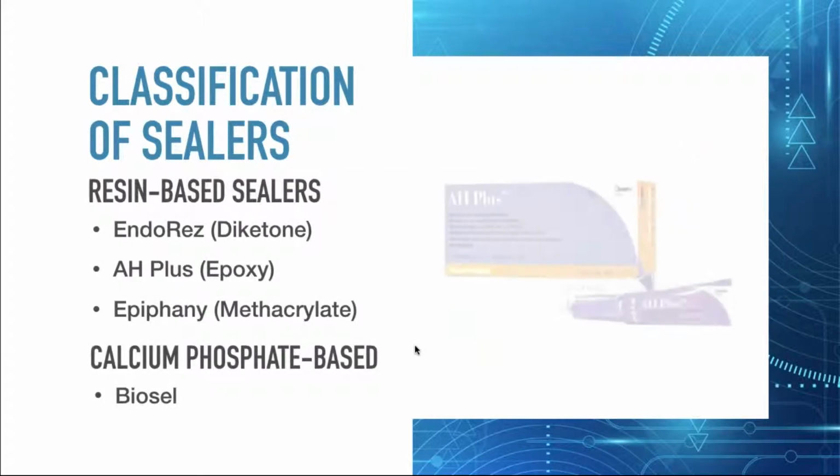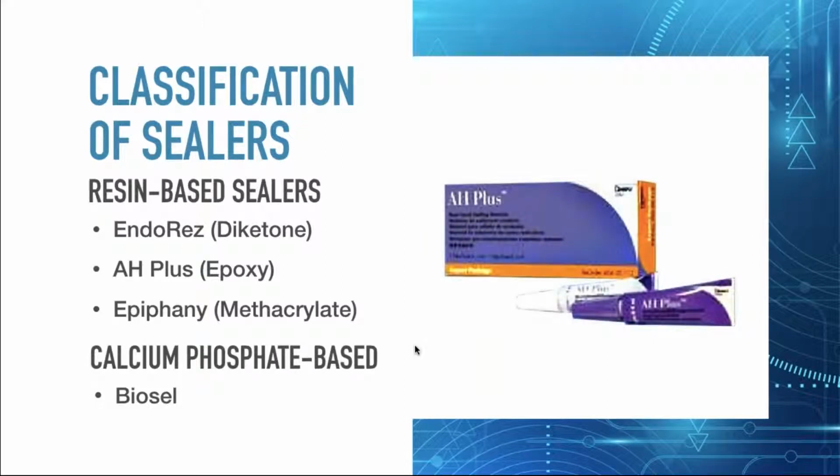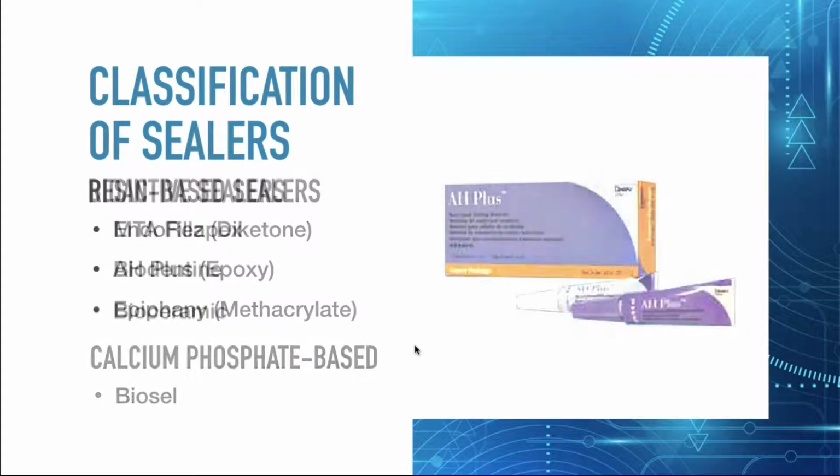There are resin-based sealers such as EndoREZ, AH Plus, which is very popular. And the objective here is not only to adapt, but also to bond to the actual root canal, providing ourselves with that monoblock effect. Very difficult to get that 360 degrees circumferentially, very difficult to get that complete bonding from apex to orifice. Calcium phosphate sealers also.